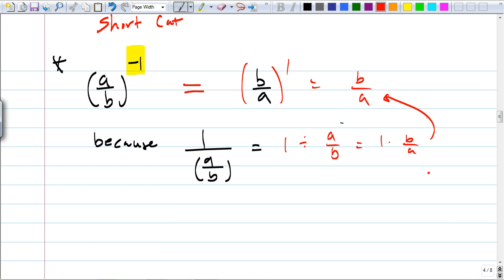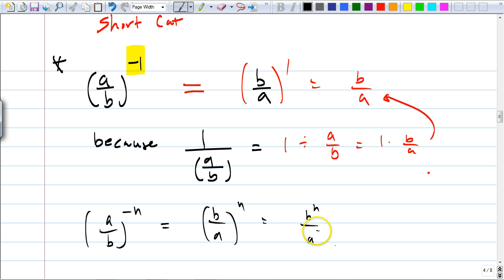So if you saw this, what about A over B to the negative n power? Anybody want to guess what this gives you? A lot of you saw the shortcut. If the fraction is to the negative power, you just have to flip it, take the reciprocal of it, and then it becomes positive. So what about A over B to the negative n power? Matthew? Exactly. You get B over A to the n power, which is B to the n over A to the n.